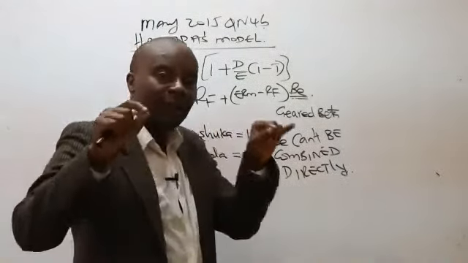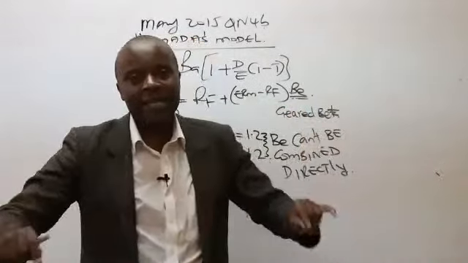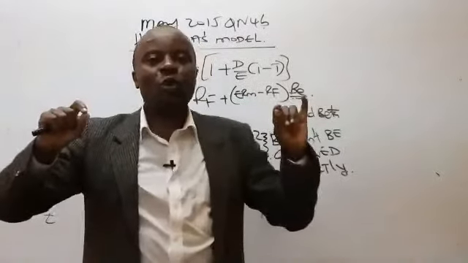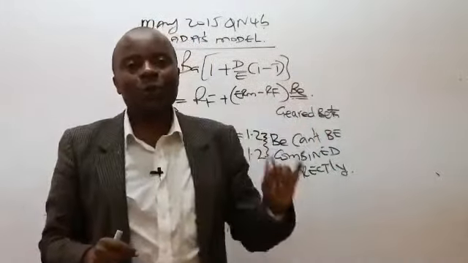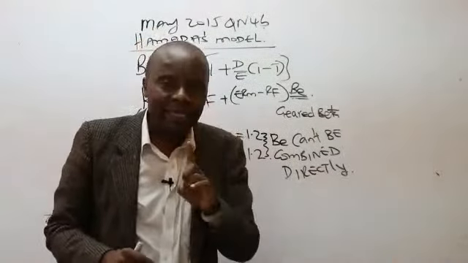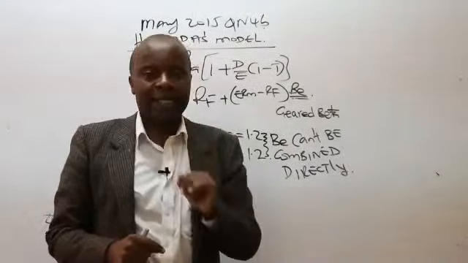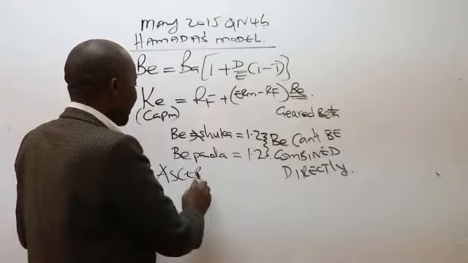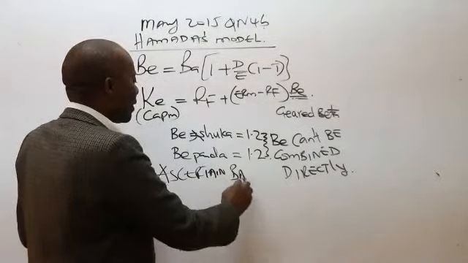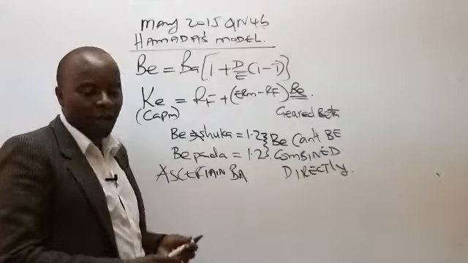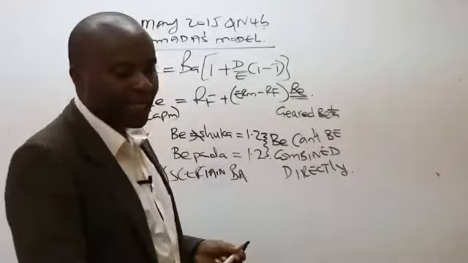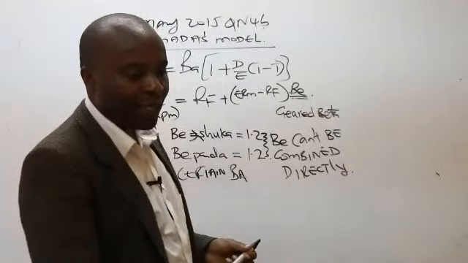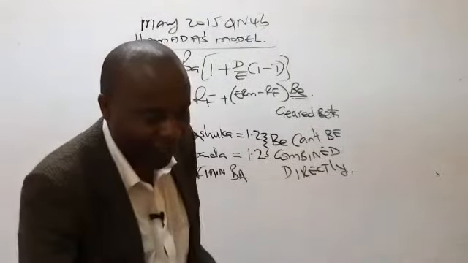If I'm given beta equities of two companies, beta equity of Shuka, beta equity of Panda, and I would want to combine them, the first thing that I need to do is to get beta assets for each company. So in this case, ascertain beta assets for each company.